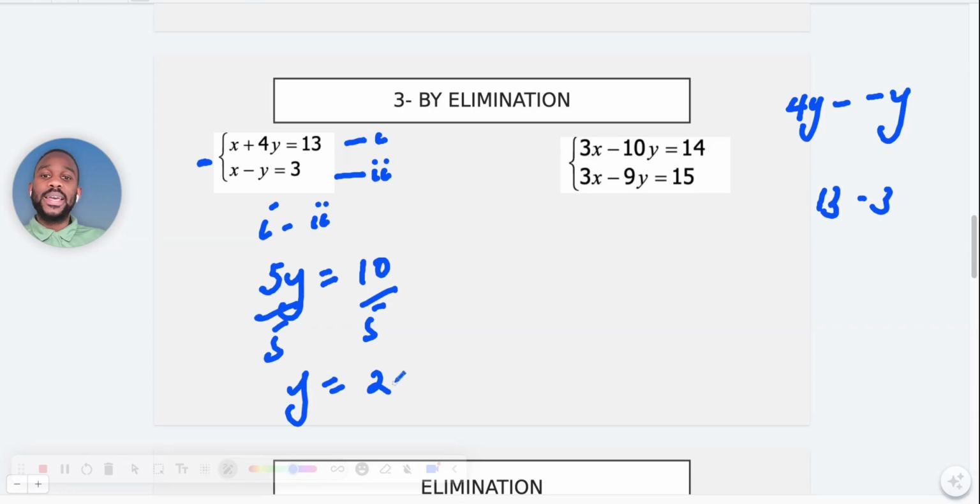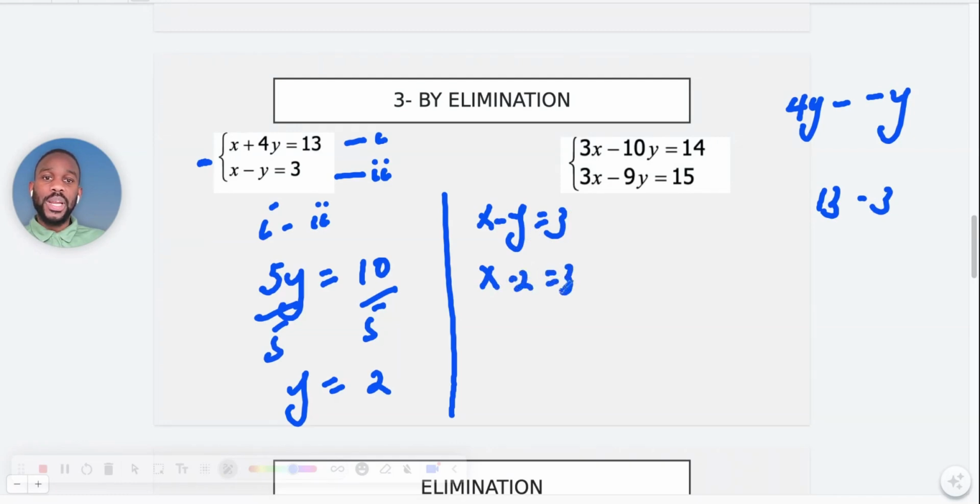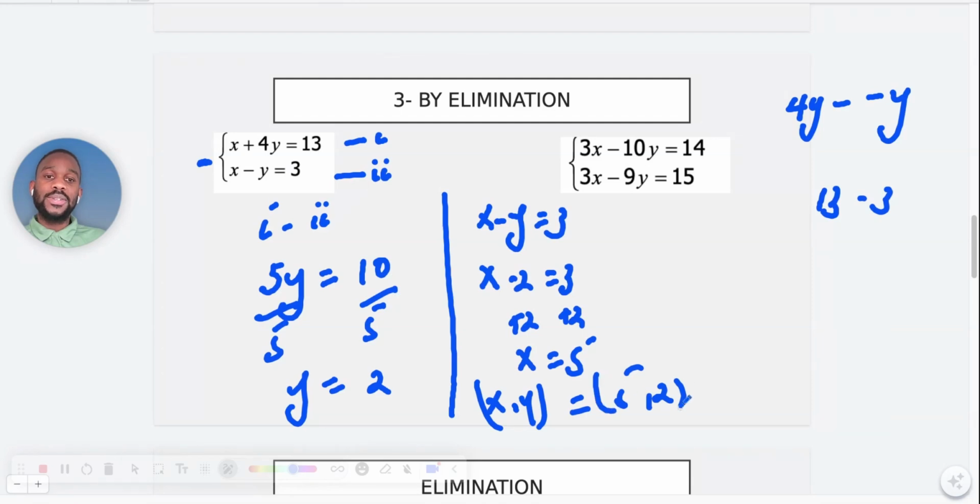And after getting y equal to 2, just choose any one equation, whichever is easier for you, substitute y and get x. So x minus y is equal to 3 from equation 2. But I know y is 2, so x minus 2 is equal to 3, plus 2 to both sides of the equation. And then you get x is equal to 5. So we have (x, y) being equal to (5, 2). So this is the answer.